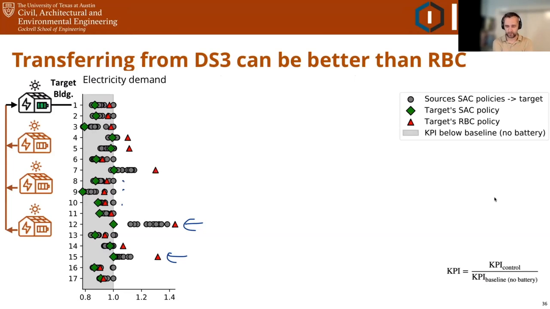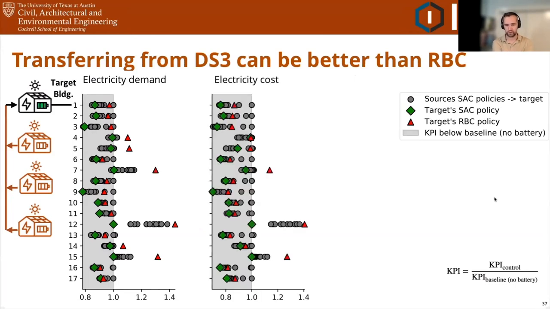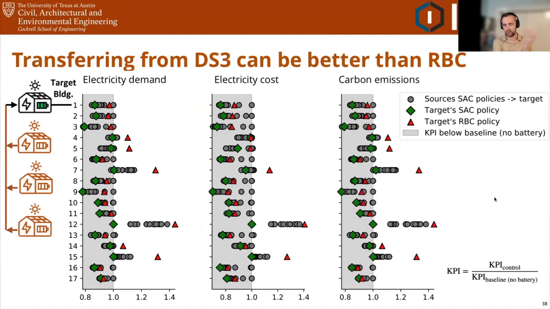This is for electricity demand, but you can do it for the cost, and you can also do it for the carbon emissions, right? You get this all the time. There are a few exceptions. And when we go into detail, why that is, it ends up being because of the buildings, but generally it seems to work reasonably well. So it's pretty exciting.